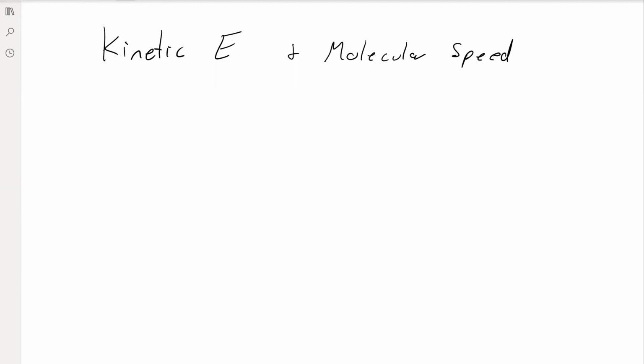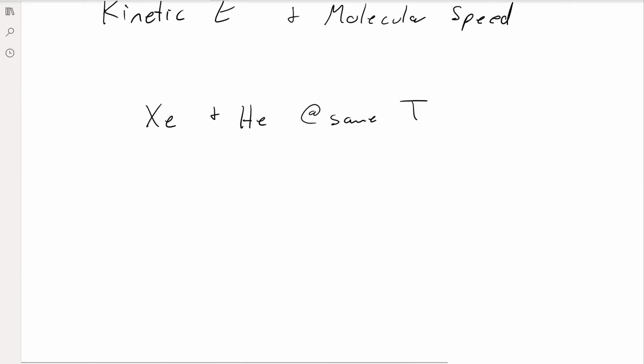So last time we took a look at the same gas at different temperatures. Now we're going to take a look at different gases at the same temperature, right? So before, same gas, different temperatures. Here, different gas, same temperature. So for example, if we think about xenon and helium at the same temperature, what does that mean? Well, if they're at the same temperature, they have the same average kinetic energy.